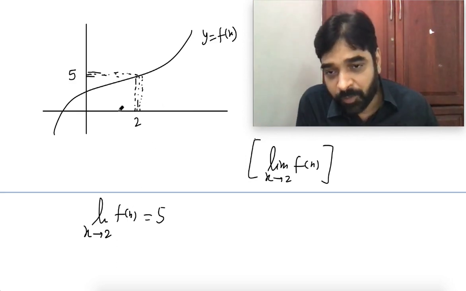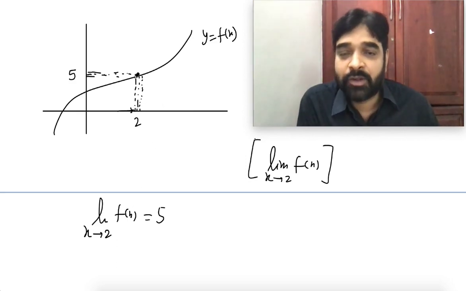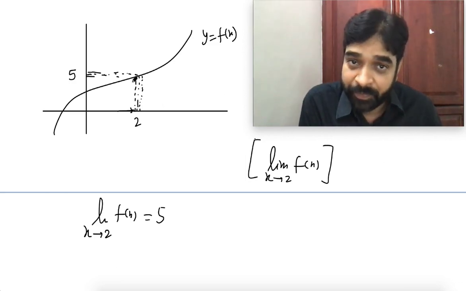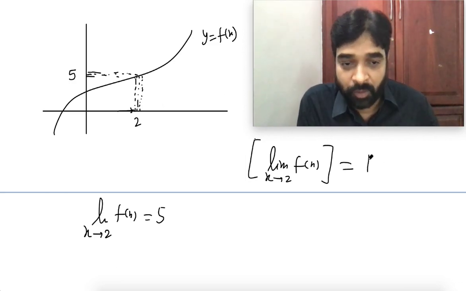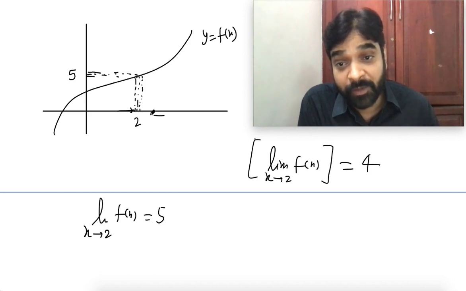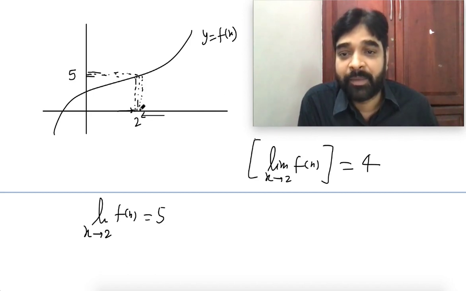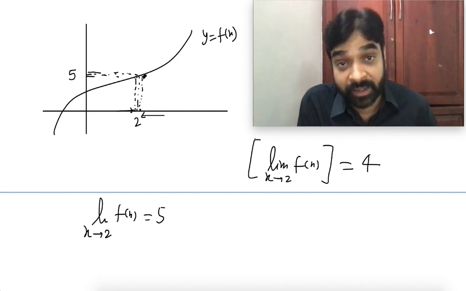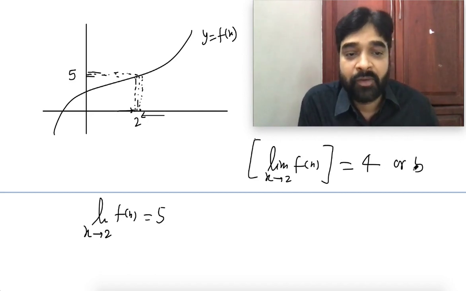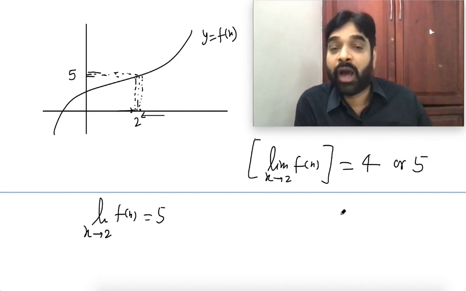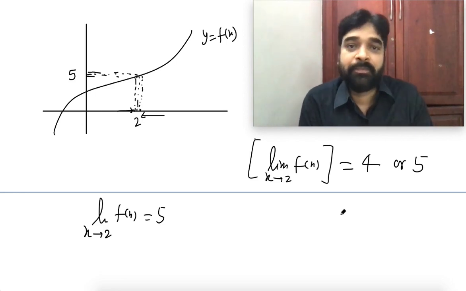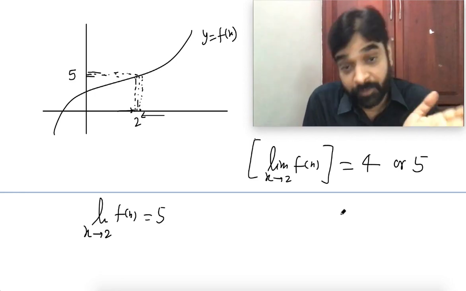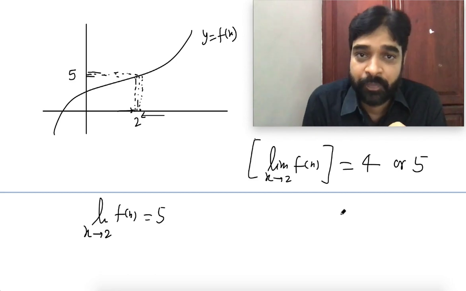If I approach from the left hand side, the f(x) value is slightly less than 5, so the greatest integer value will be 4. But if I am moving from the right hand side, that value will be slightly greater than 5, and the greatest integer will be 5. The answer will be 4 or 5. Two answers are possible. It depends from which side you are approaching towards 2.